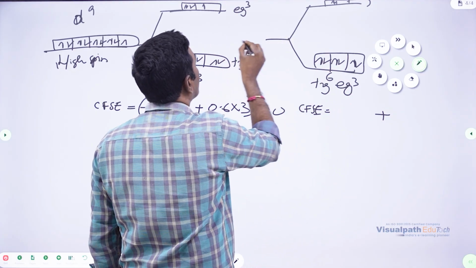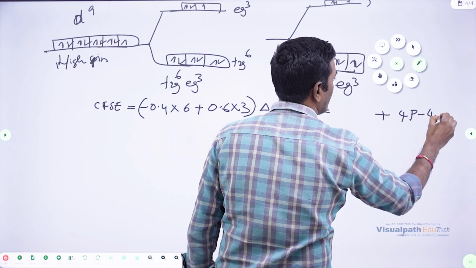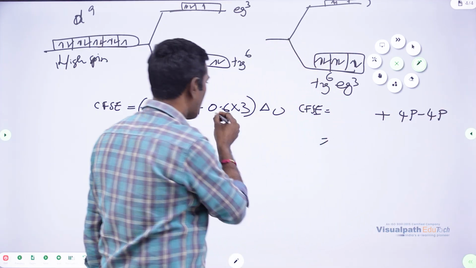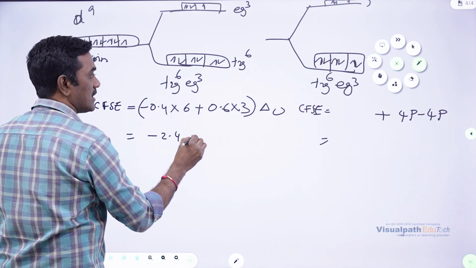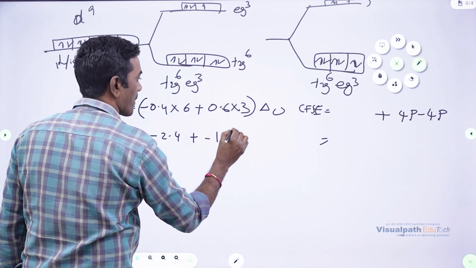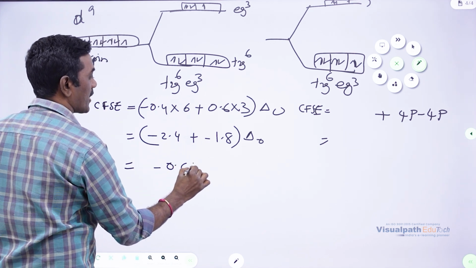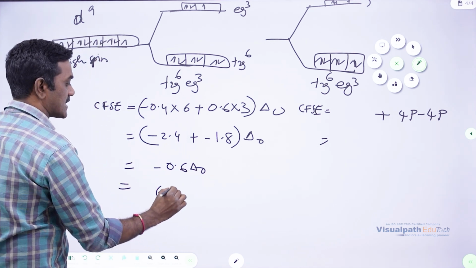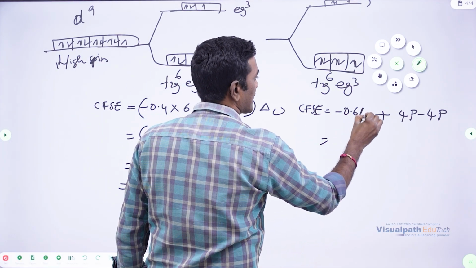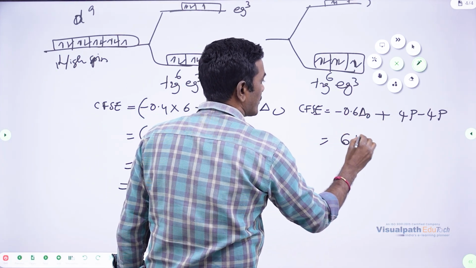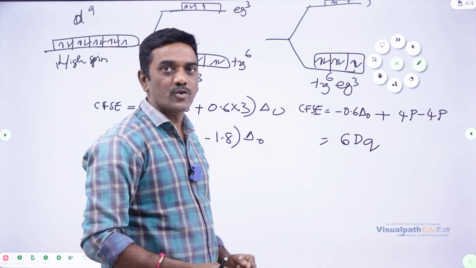Pairing how many? Before also 4 pairs, after also 4 pairs. 4p minus 4p, 0 will come. We will enter this value from here itself, because both are going to be the same. 6 4s are 24, minus 2.4 plus 1.8 delta naught. How much is it going to be? Minus 0.6 delta naught, that is 6 Dq. The same minus 0.6 delta naught is going to come here, 6 Dq. So for d9 configuration also CFSE is going to be the same.